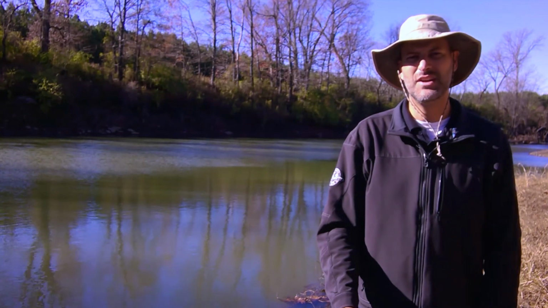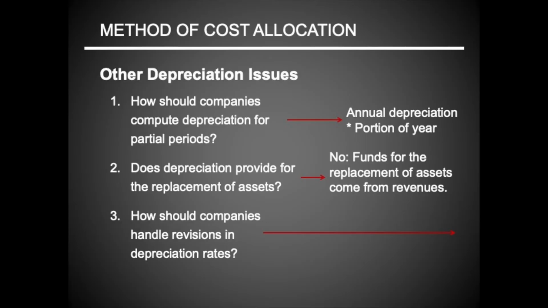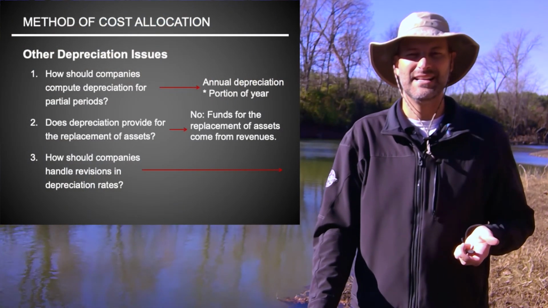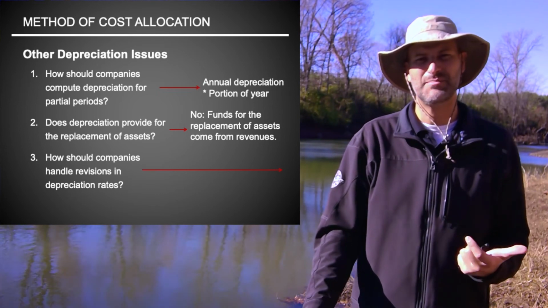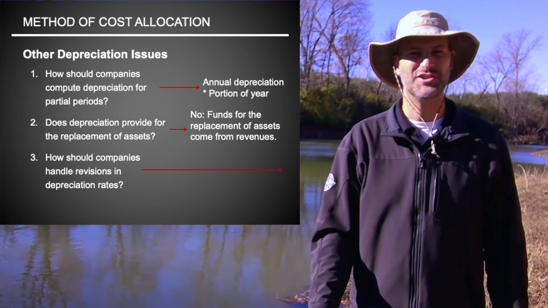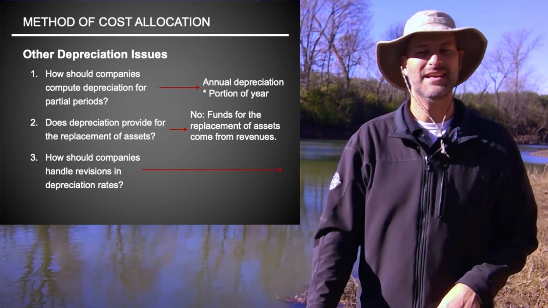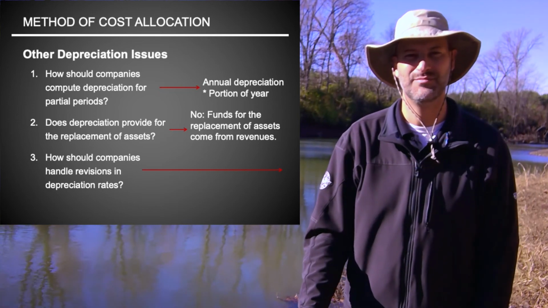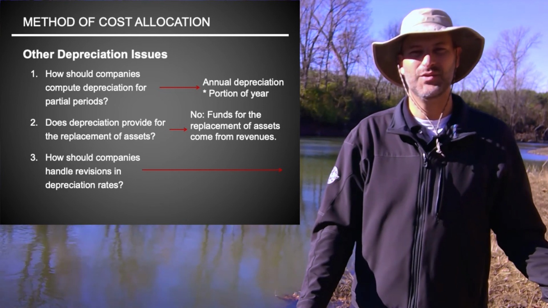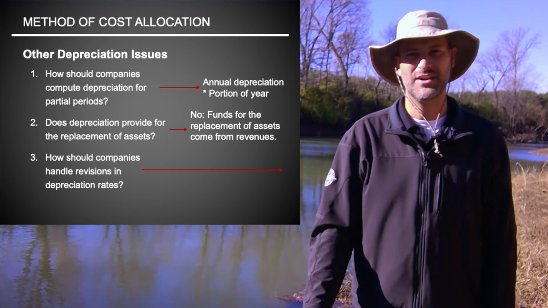Some other quick methods, other things that we would talk about here. How do companies compute for partial periods? We've already talked through quite a bit of partial period stuff when we worked through the examples. Does depreciation provide for the replacement of the asset? This is a common misconception. No. Funds for the replacement of an asset come from revenues. They don't come from depreciation. Depreciation is the using up of an asset. There's no cash that follows depreciation. The cash went out the door when you bought the asset, it doesn't come back in the door when you depreciate it, as we saw when we did our cash flow.